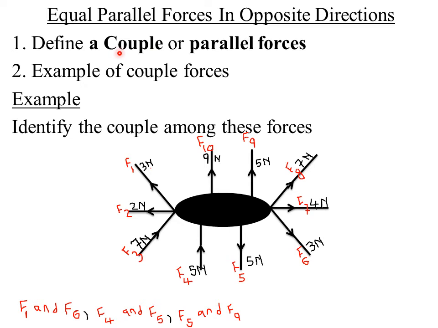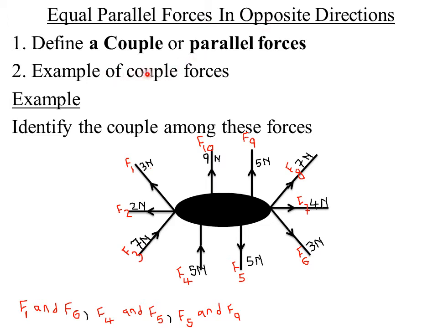So if you are asked to define what we mean by a couple in physics, you simply say that a couple refers to a pair of parallel forces, a pair of equal forces, that is, forces which have equal magnitude, second, which are parallel to each other, and third, they must be moving in opposite direction. So these are the 3 conditions for a pair of forces to be categorized as a couple. Remember, a pair means 2, so a couple is 2 forces which are equal in magnitude, parallel to each other, and lastly moving in opposite directions.